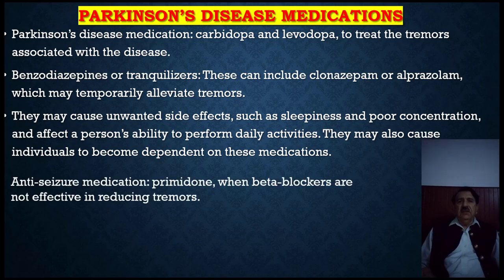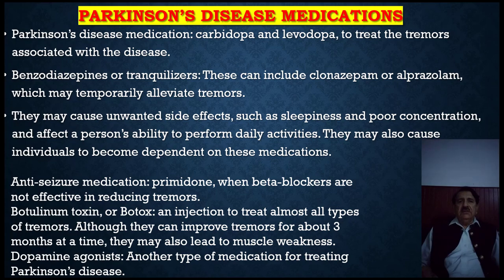Anti-seizure medication, primidone, when beta blockers are not effective in reducing tremors. Botulinum toxin or Botox in the form of injection to treat almost all types of tremors. They can improve the symptoms for months, but the side effect is that it can weaken the muscle. Dopamine agonists and other types of medication for treating Parkinson disease. Beta blocker propranolol helps treat tremors.